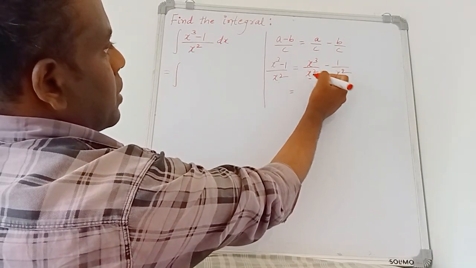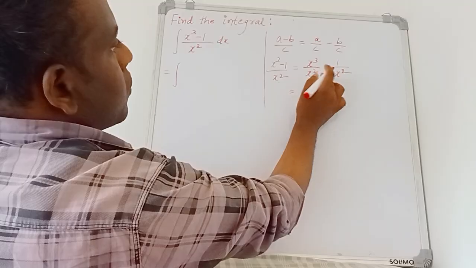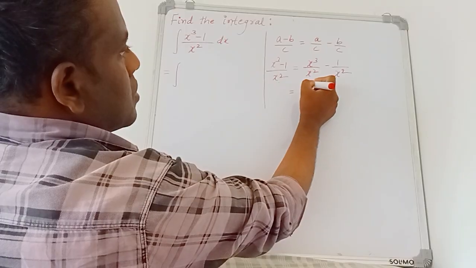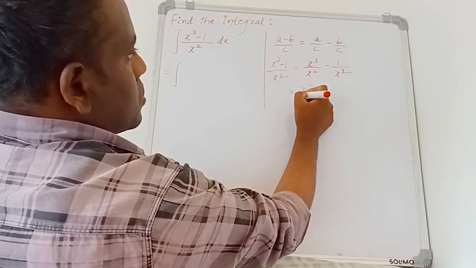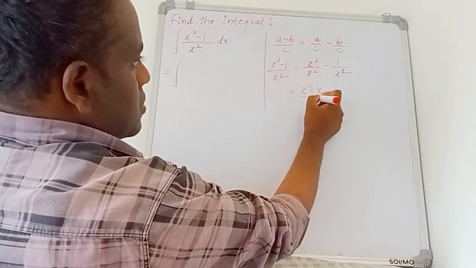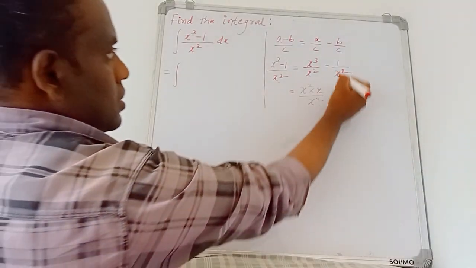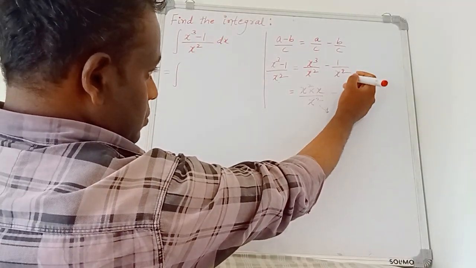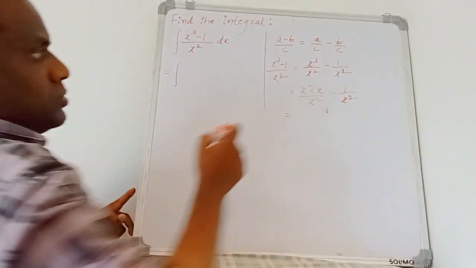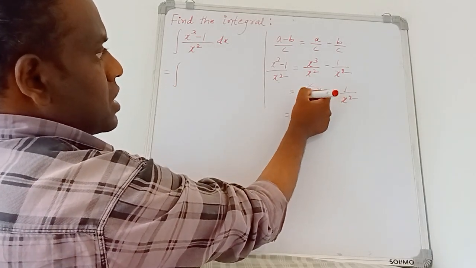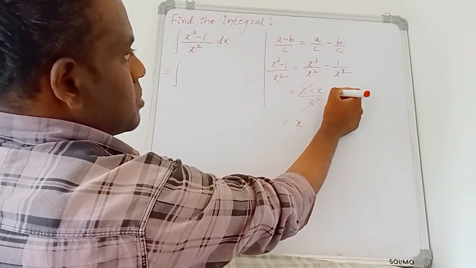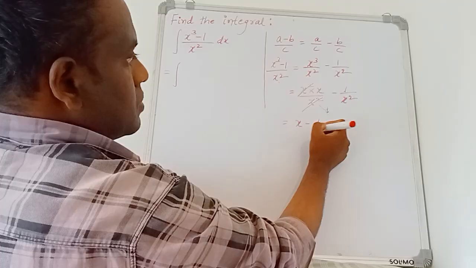Now consider this one, x cube can be written as x square into x. I have written x cube as x square into x, and this x square, this minus this 1 by x square. Now this x square cancels out, we are left with x, and this minus 1 by x square.